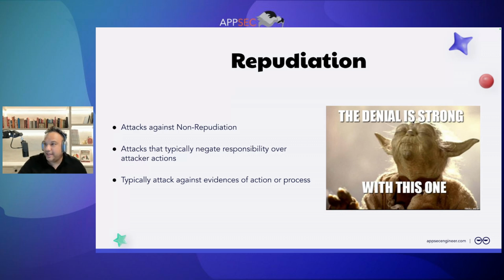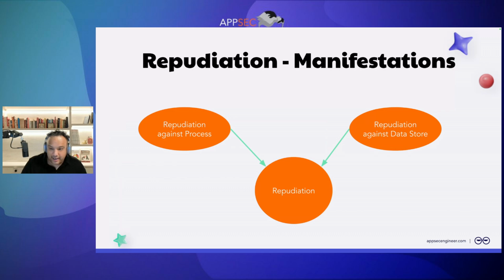Anyway, the idea behind repudiation is that it affects deniability. If I'm able to perform an attack against repudiation, I'm able to basically create deniability for myself. I don't know who did this. I didn't do this. That's basically what repudiation is, right? So I can repudiate against a process. I can stop logging. So let's say I gain access to an administrative interface or an administrative part of the application, disable logging, and then do whatever I need to do.